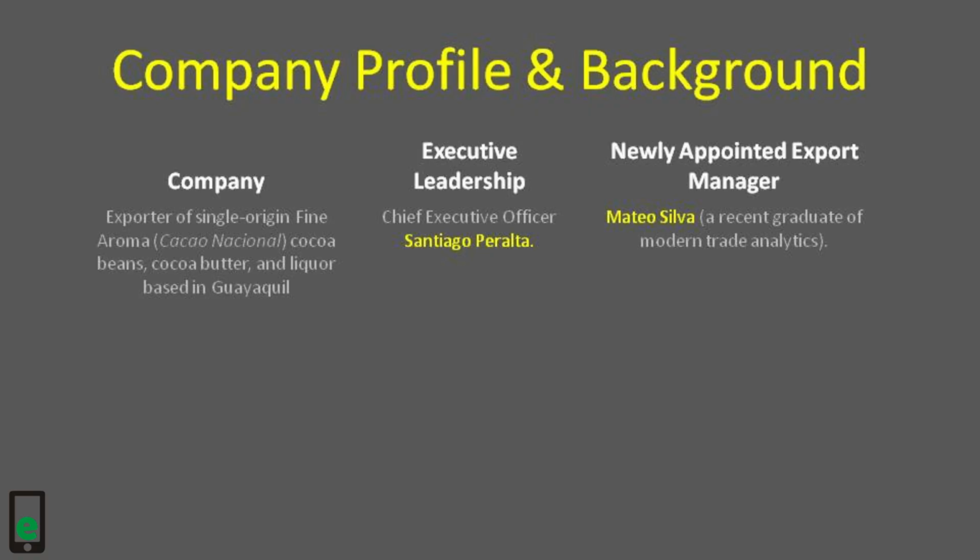So, this Agro Aribba is a premier Ecuadorian exporter of single origin fine aroma cocoa. In local language, it is called Cacao Nacional. They are exporting cocoa beans, cocoa butter, and also liquor based on this cocoa. So that is what they export. And the location they are based in Ecuador is called Guayaquil.